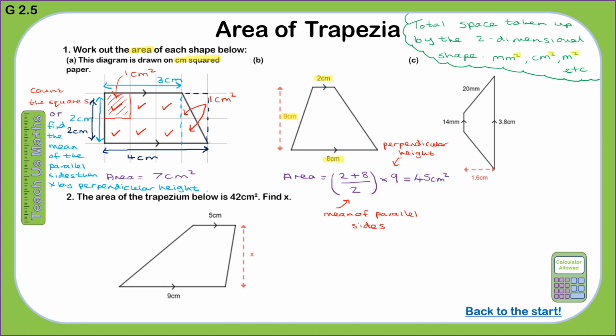We can write this down as a formula. If we have got a trapezium where one of the parallel sides is A and the other parallel side is B, and the perpendicular height, so the height that is at right angles to the base, is H, then the area of this trapezium is found by working out the mean of the parallel sides A and B by doing A add B divided by 2, and then multiplying this answer by the perpendicular height H.